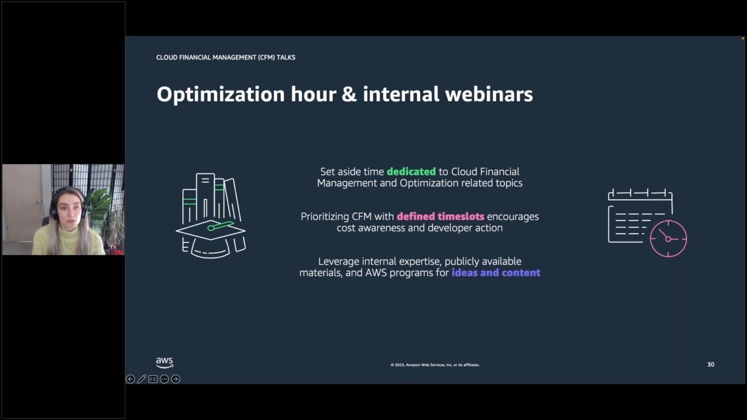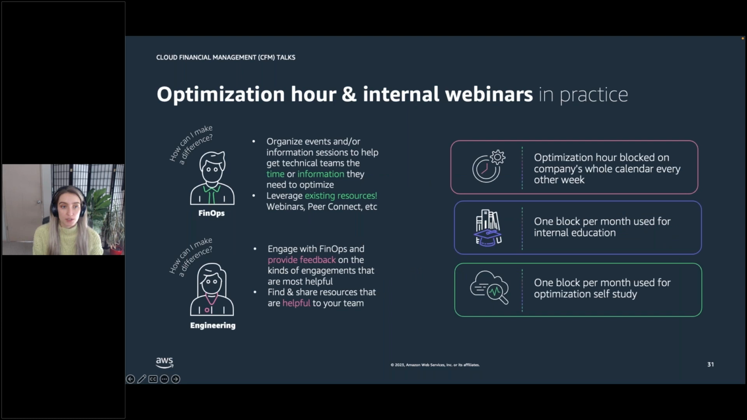In terms of implementation, one example of something that we've seen work well is basically blocking an optimization hour every other week. So that's 2 a month, put it on the entire company's calendar. One of those blocks ended up being used for internal education. So that was either a webinar, some sort of recording that AWS provided, or somebody within the customer and within the company themselves coming in, talking about what's worked well for them and sharing that knowledge a little bit.